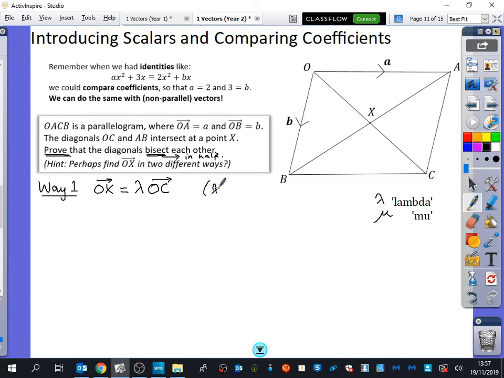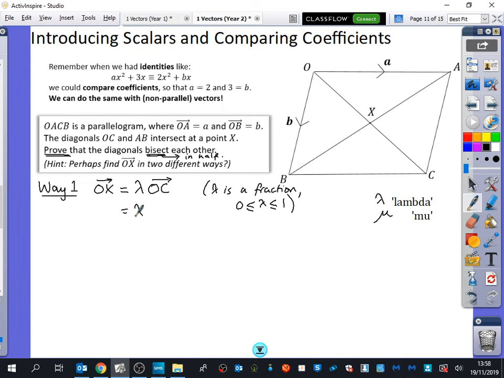So here, lambda is a fraction, and we know that lambda is between 0 and 1. I know it's pretty obvious that lambda is going to be a half because we're trying to prove that, but we don't know that that's where X is. So we're hoping at the end that lambda, when we compare the coefficients, is going to be a half. Let's not do way 2 yet, sorry guys.